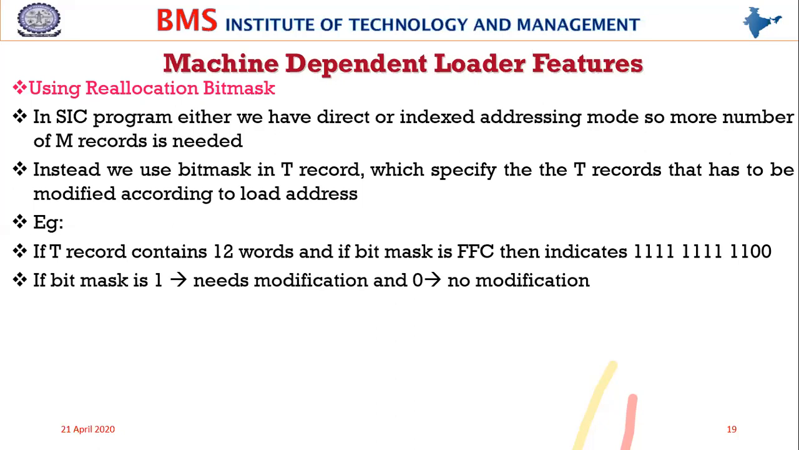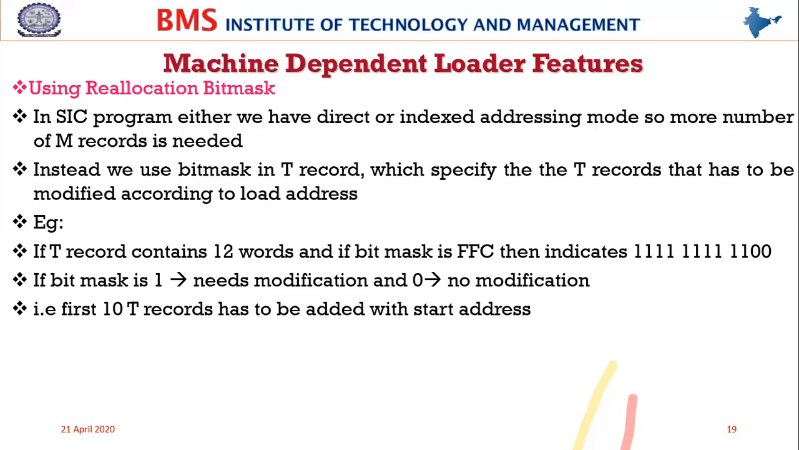In a bit mask, if the bit is 1, it indicates that it needs modification, and if the bit is 0, it indicates there is no need for modification. Either it may be an assembler directive or a declarative statement, whatever it may be. So for that reason, we don't need to have a modification record. Fine. So one record, or 24 bits, or one word is kept aside, which acts as a bit mask.